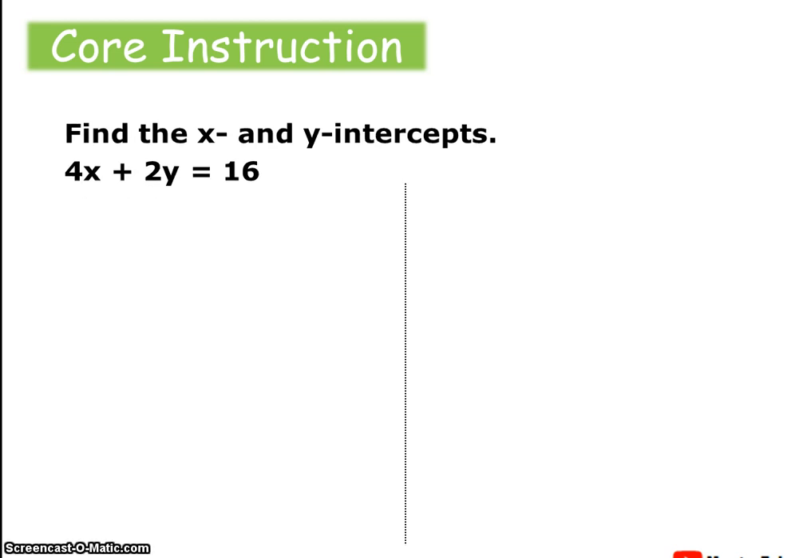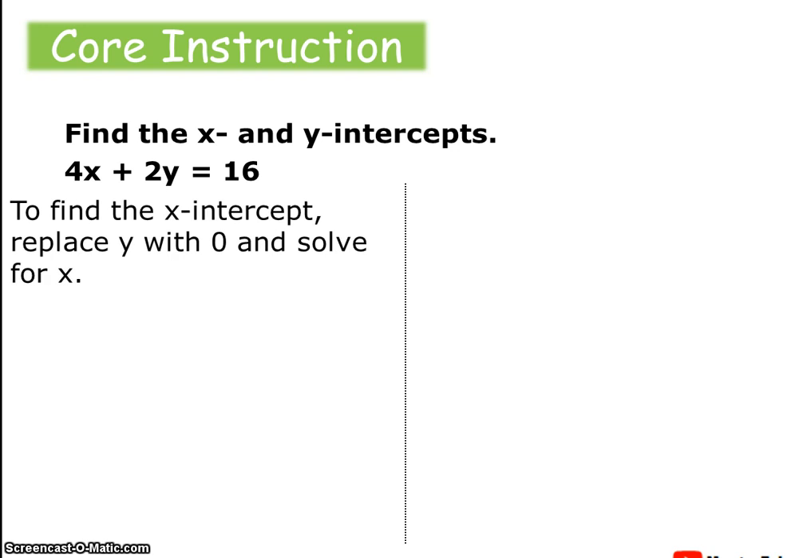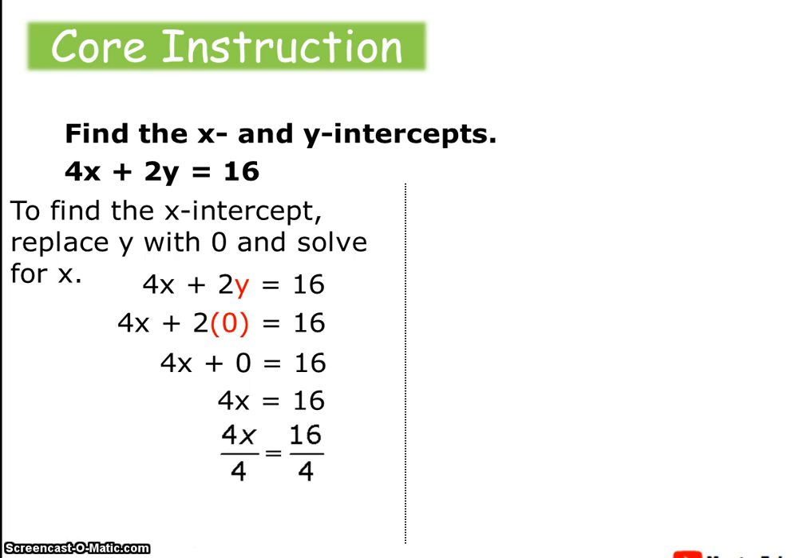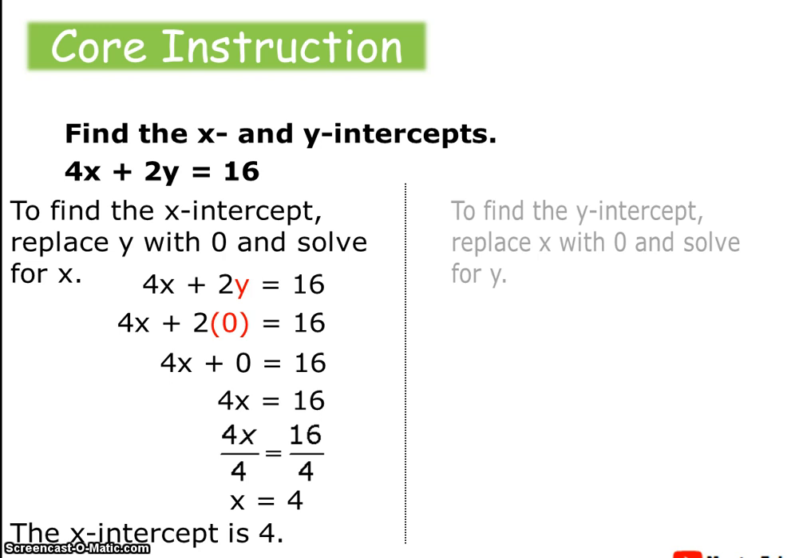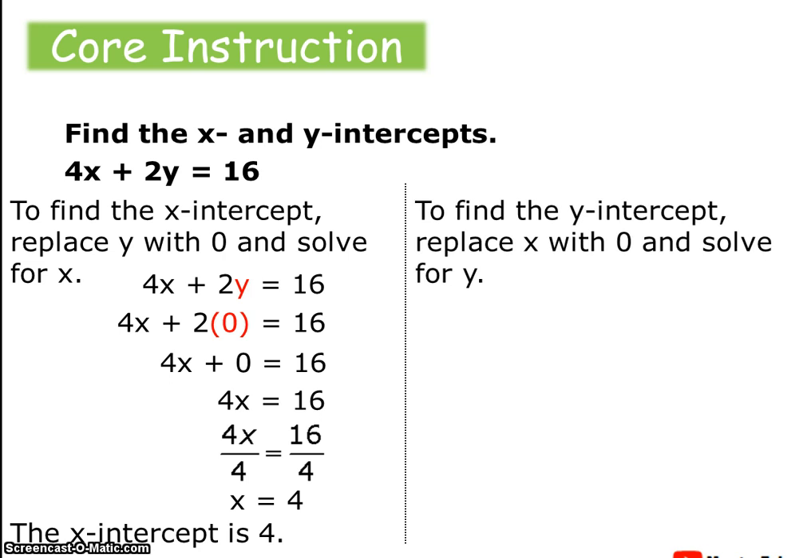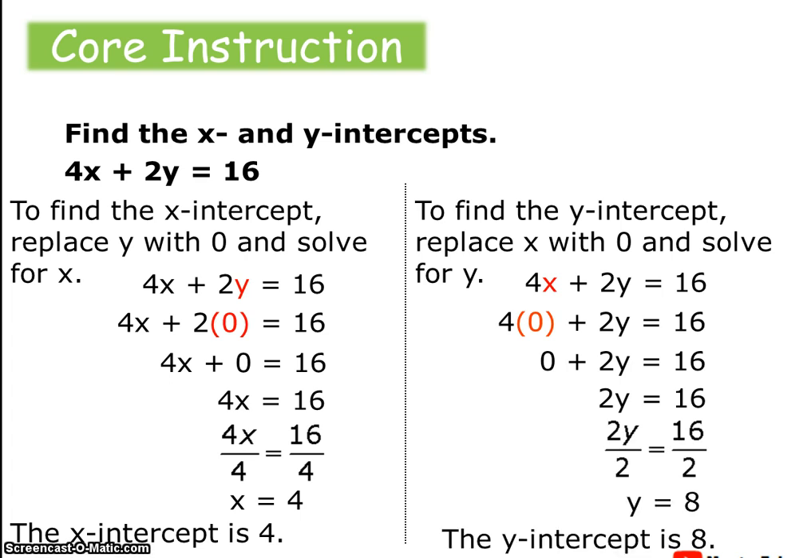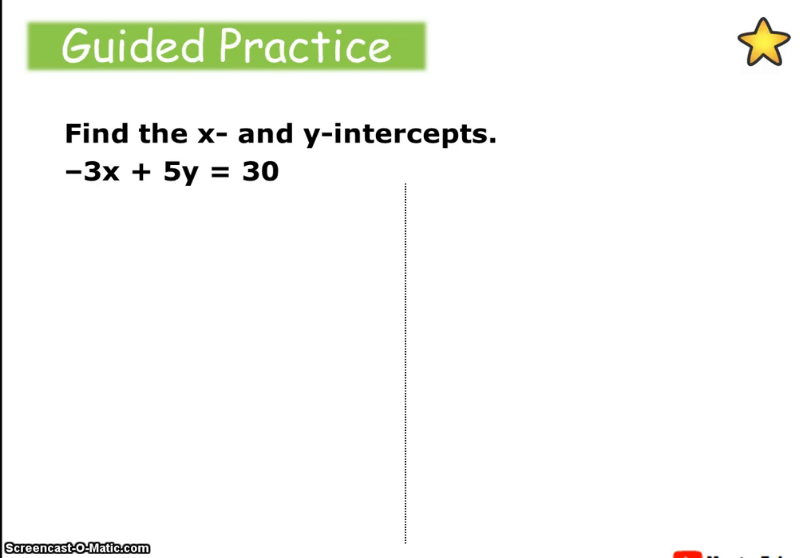Let's try another one. To find the x-intercept, I'm going to replace y with 0 and solve for x. And that gives me an x-intercept of 4. To find the y-intercept, I'm going to replace x with 0 and solve for y. And that gives me a y-intercept of 8. Okay, you guys try. Using this given equation, find the x and y-intercept by plugging in 0.